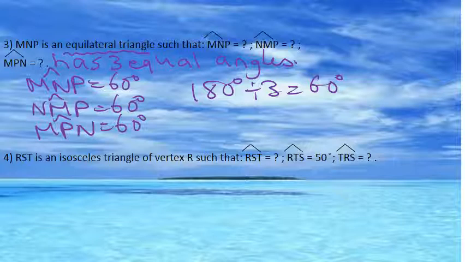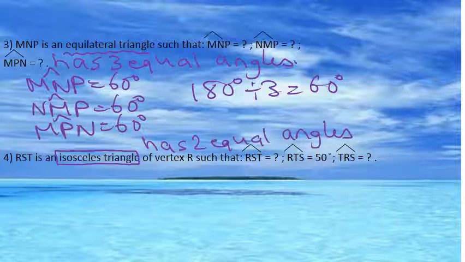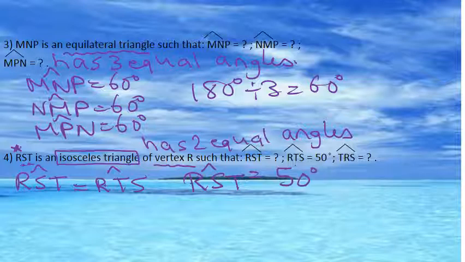RST is an isosceles triangle. What does isosceles triangle mean? It has 2 equal angles. We should find which are the equal angles. The vertex is R, so the special vertex is R. The equal angles are at the vertex S and at the vertex T. So angle RST is equal to angle RTS. Because angle RTS is equal to 50 degrees, then angle RST is equal to 50 degrees.